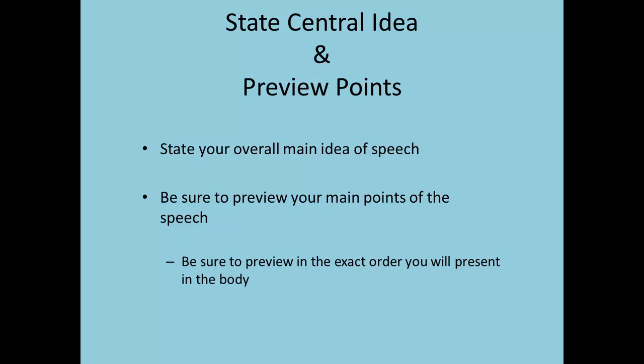Next, you'll state your overall main idea, which is that central idea, also known as the thesis, and then you're going to preview your main points. Remember, whatever order you choose to preview in, we've got the description, analysis, reflection, and comparison. Be sure that you list that in your preview statement. Next, I'll be discussing the description, analysis, reflection, and comparison of my insert intercultural event.